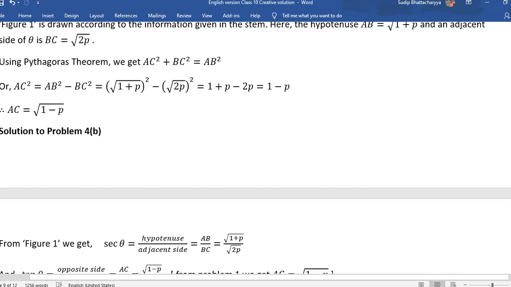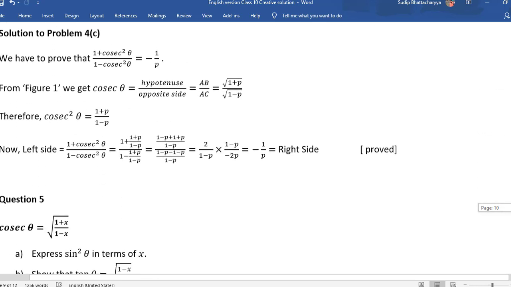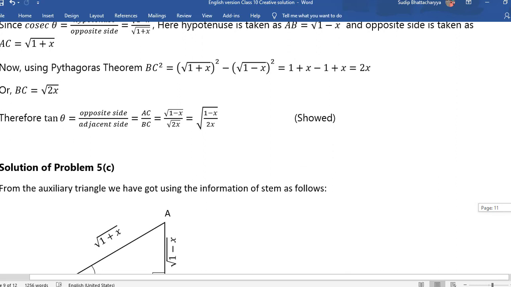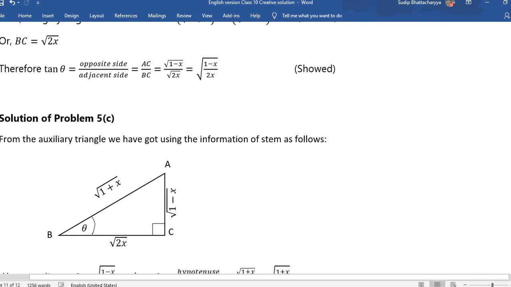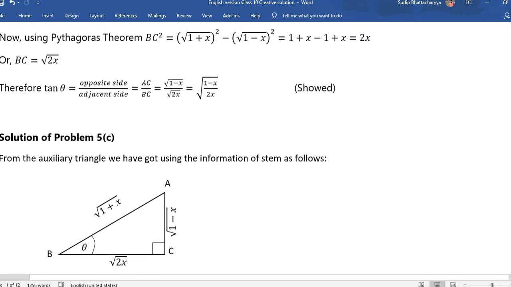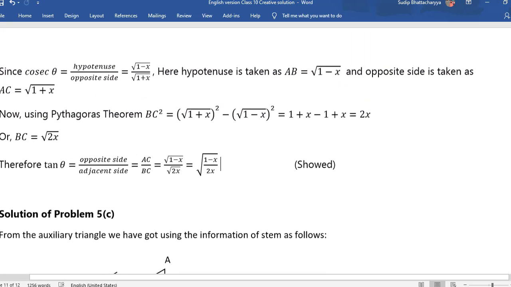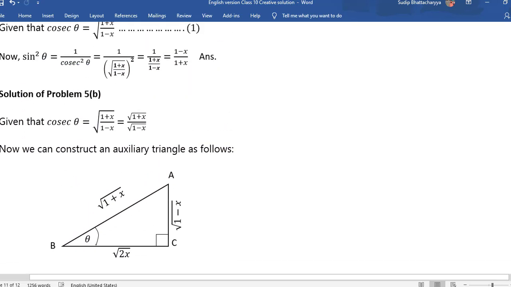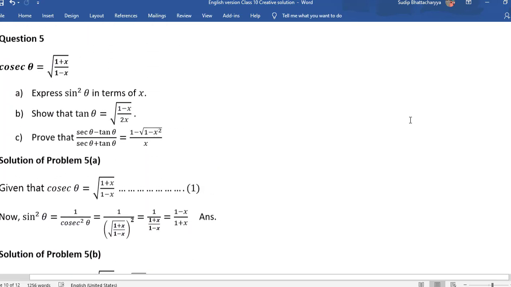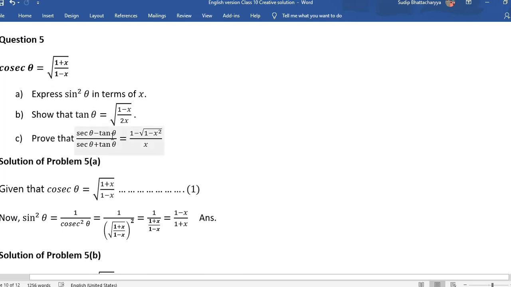Now we are going to solve problem number 5c. For 5c, we have to prove that sec theta minus tan theta divided by sec theta plus tan theta equal to 1 minus root over 1 minus x square divided by x. There are several methods to solve this problem.